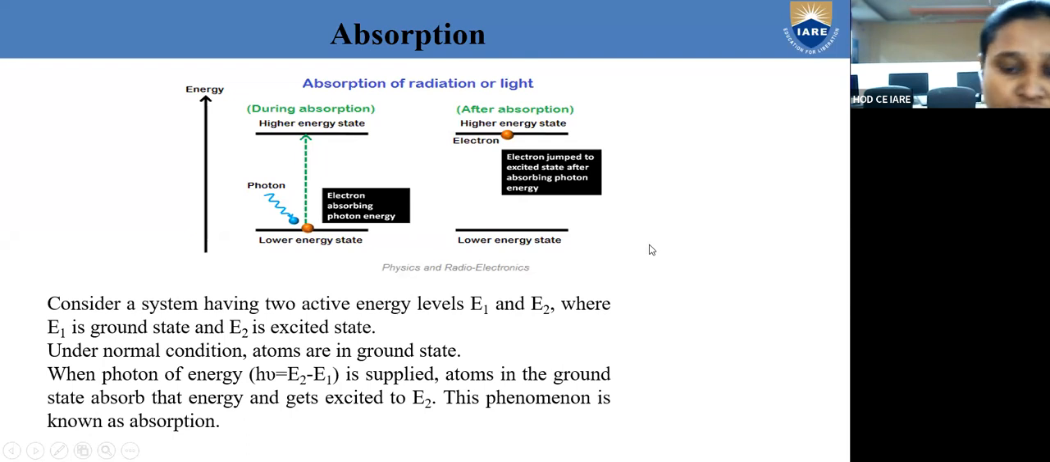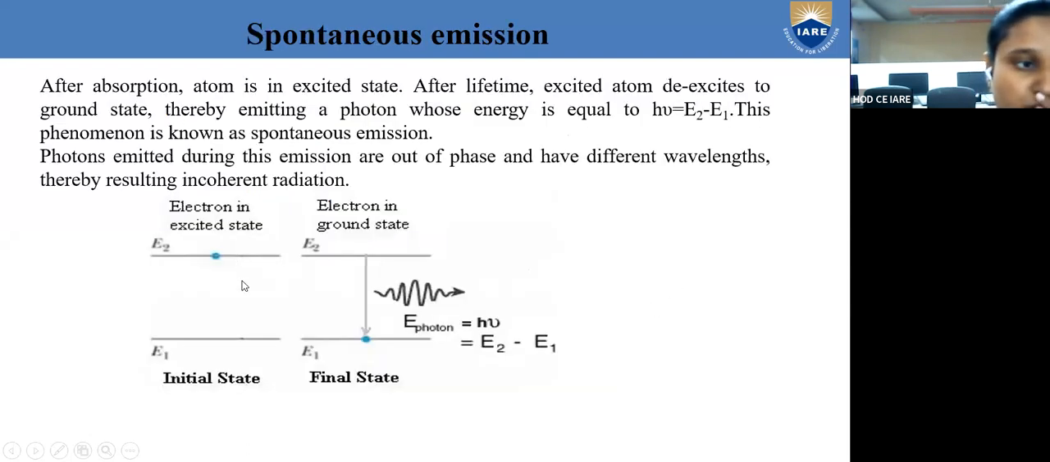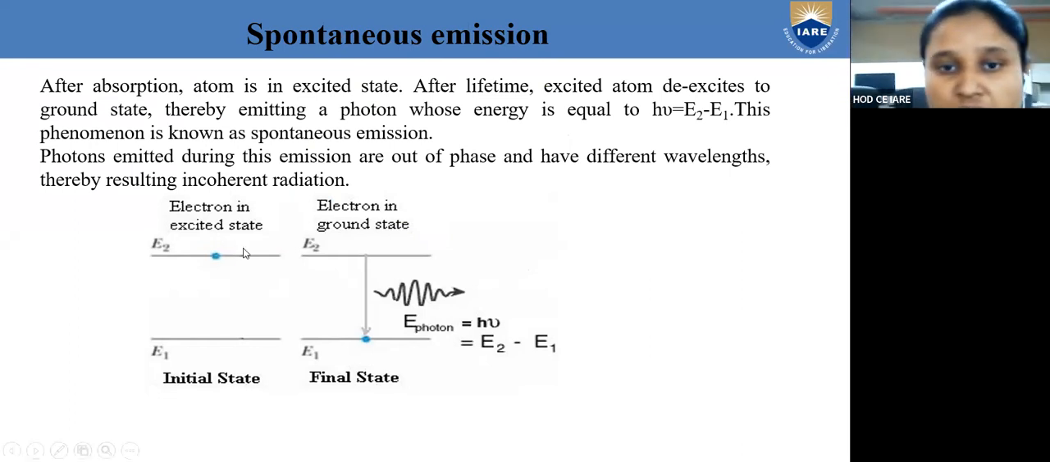Then after that, we have taken spontaneous emission. After absorption, our atom or electron is in the excited state. Now we have to make this atom come down after its lifetime. We have defined lifetime. What is lifetime, students? Lifetime is the duration of time spent by an atom in an excited state. Every energy state will have its lifetime. After its lifetime, the atom or electron will lose energy and come down.